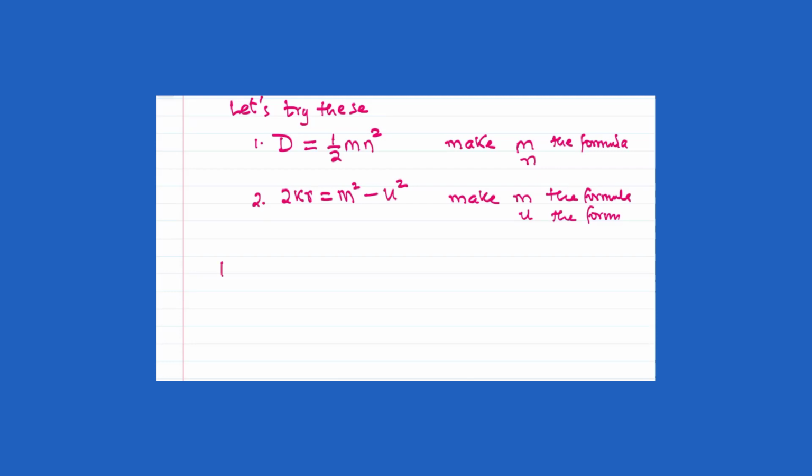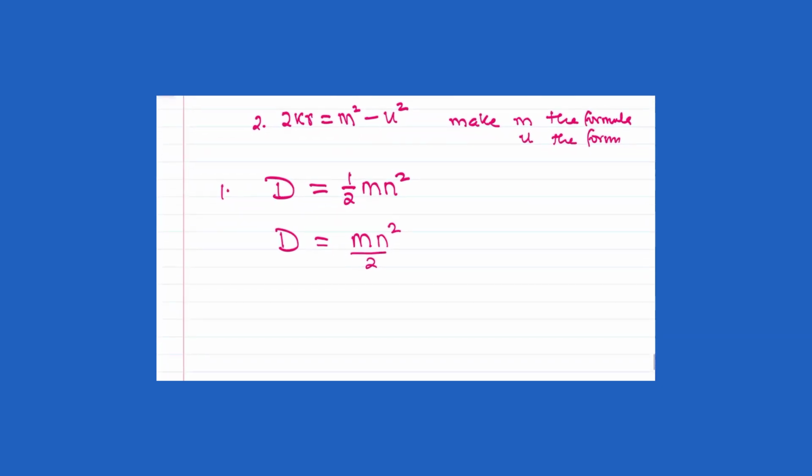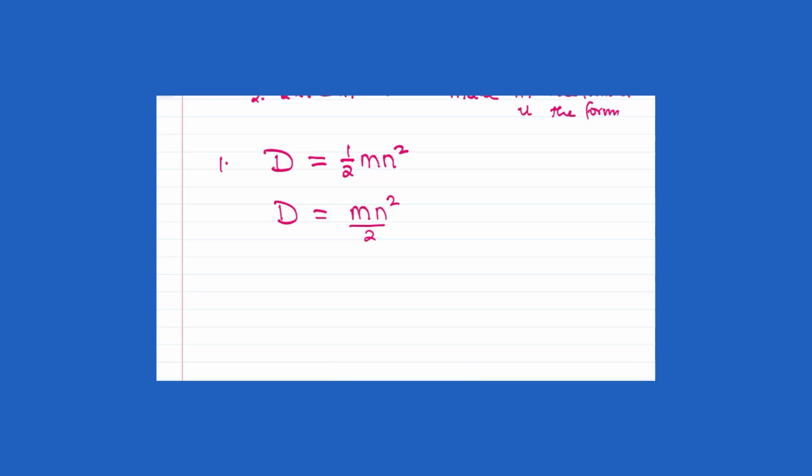So we have number 1, d is equal to 1 over 2 m n squared. With this, we can rewrite d as d is equal to m n squared over 2. This makes it much easier for us to manage. To go further, we want to determine the lowest common multiple here, and the only number we have is 2. So what do we do with 2? We are going to multiply both sides by 2.